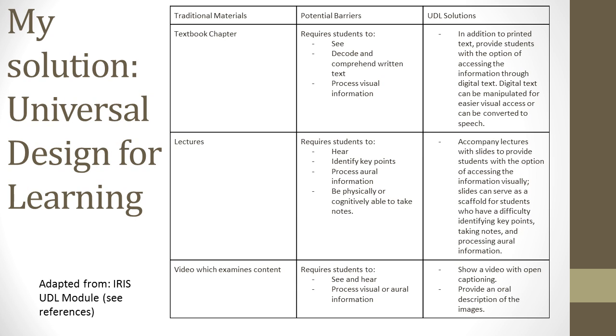This chart describes how traditional materials can be transformed using UDL into effective vehicles for instruction. Let's look at the first row, a textbook chapter. For the textbook chapter, a UDL solution would be to provide this option for students to access the content through digital text. This would allow the student to manipulate the text on the screen or convert the text to speech. Thus, instead of making the students access the information in a one-dimensional format, teachers using UDL afford the students the ability to access content in a multitude of ways.